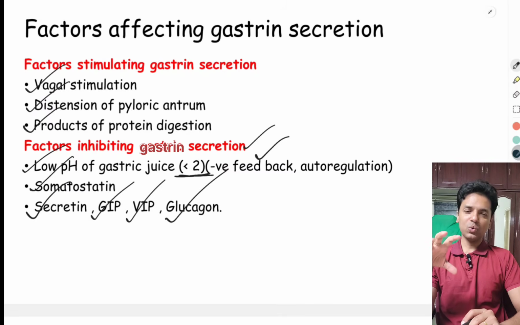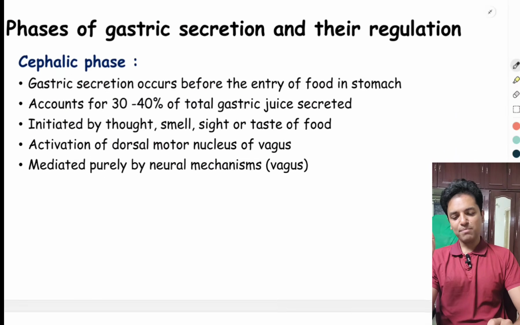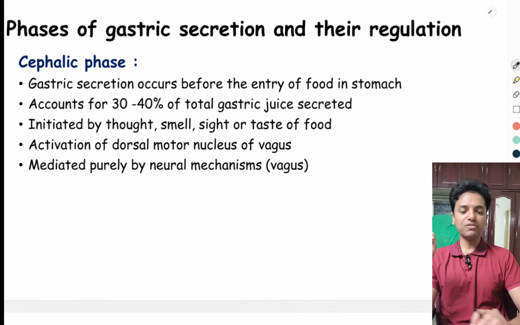So this finishes the neural regulation and the chemical regulation, but our job is half done. Our answer is only half. I'm not going to get the full marks if I end my answer here. Why? Because I'm supposed to write also the phases of the gastric juice secretion and their regulation.